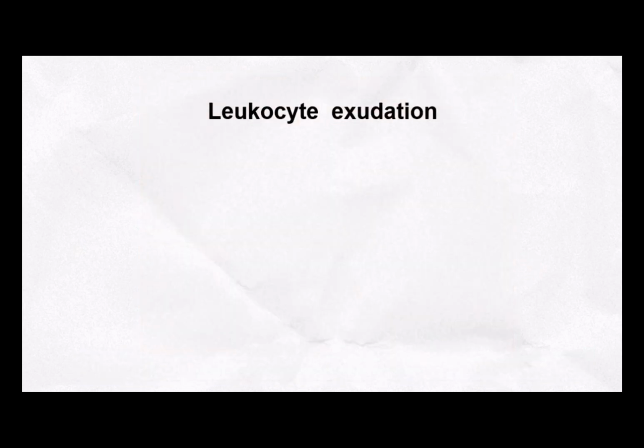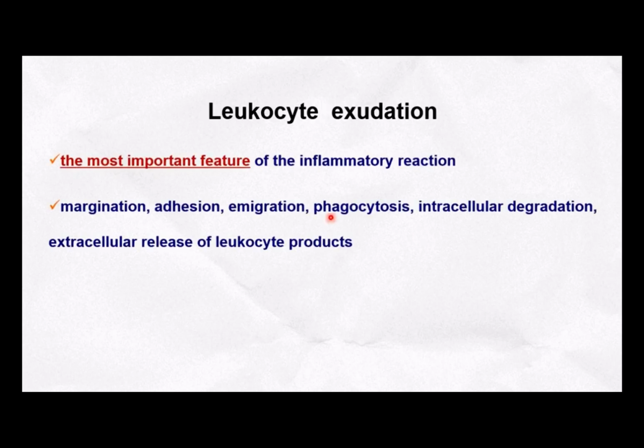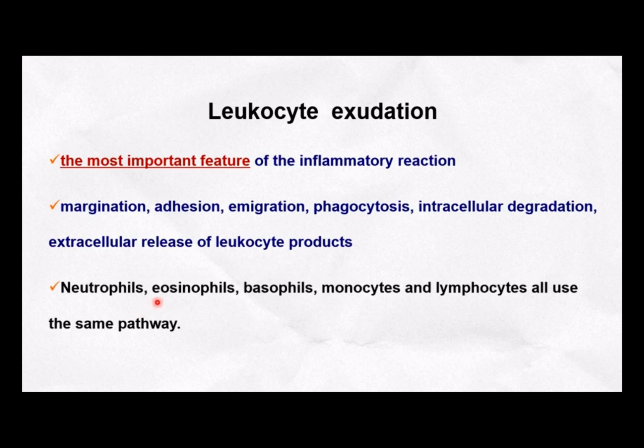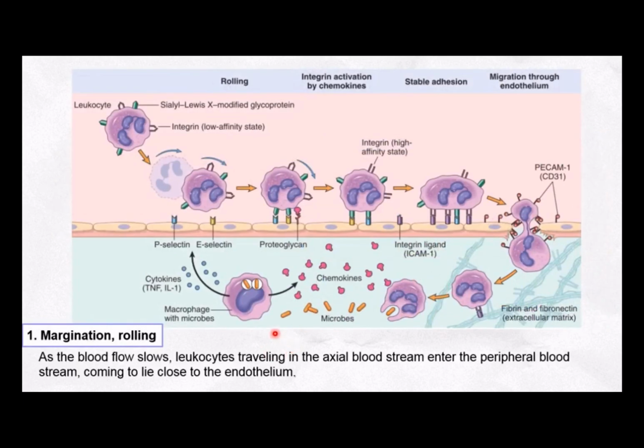Leukocyte exudation is the most important feature of the inflammatory reaction. It involves leukocyte margination, adhesion, immigration, phagocytosis, intracellular degradation of ingested particles, and extracellular release of leukocyte products. Neutrophils, eosinophils, basophils, monocytes, and lymphocytes all use the same pathway. There are several steps involved during leukocyte exudation, including margination, rolling, adhesion, transmigration, and migration toward the site of infection or injury. The first step is margination and rolling.